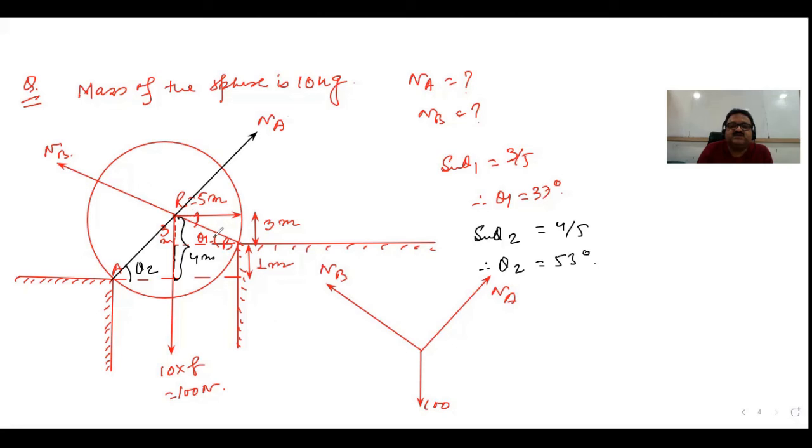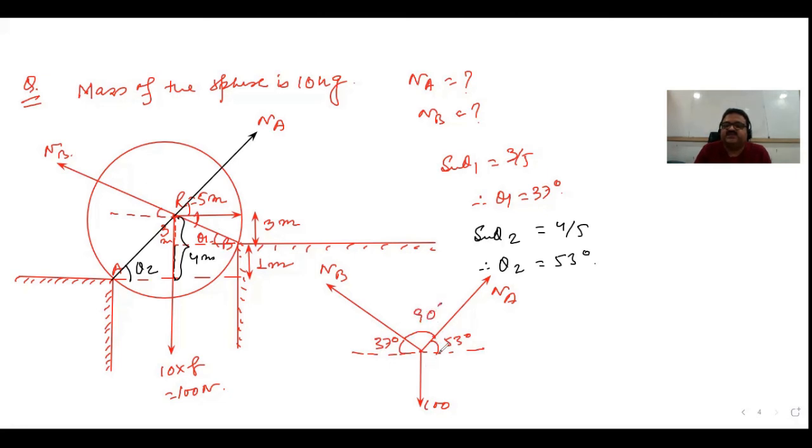Now look, this is 37 degree. If this is 37, then this is also 53. If I draw it like this, this is 37, that means this is 37. So it is very clear that this is 53 degree and this is 37 degree. Now 53 plus 37 is 90, so this is 90.